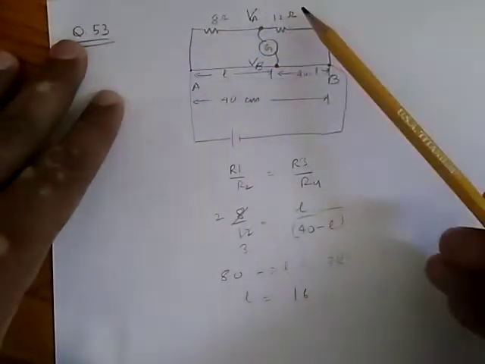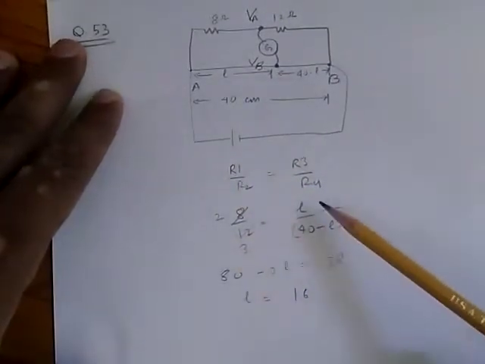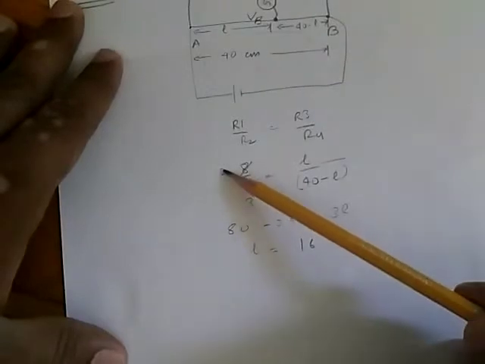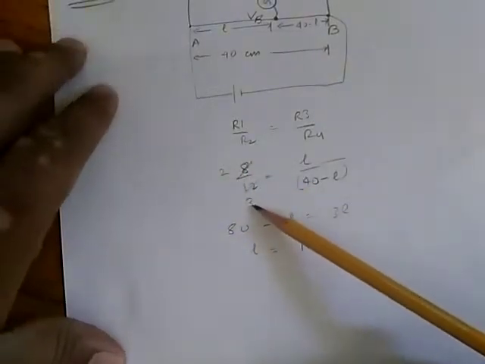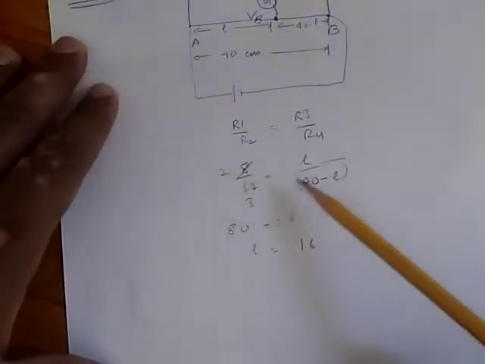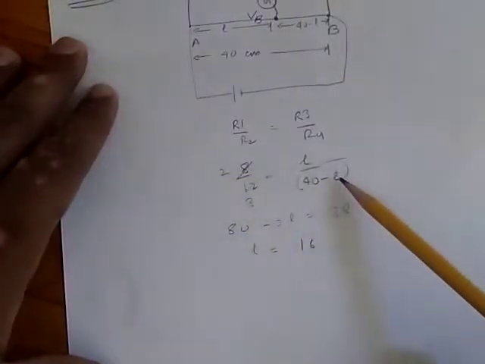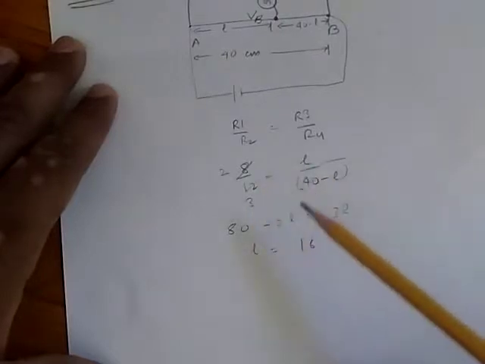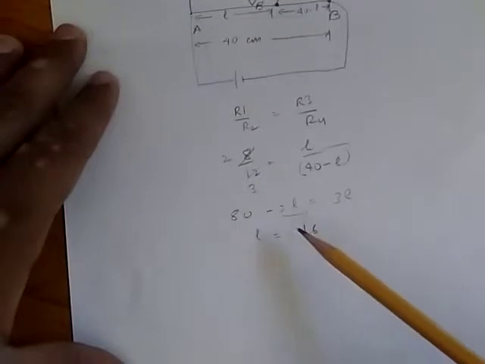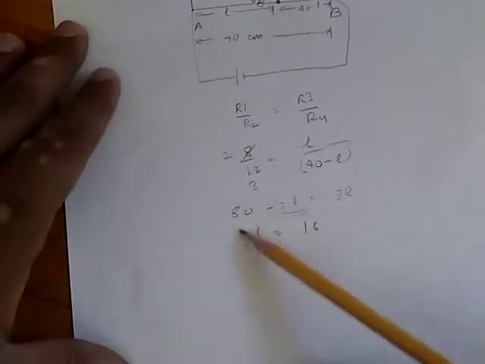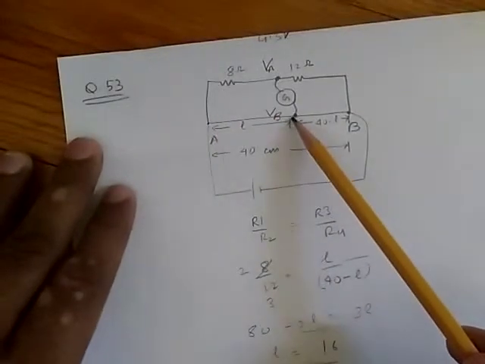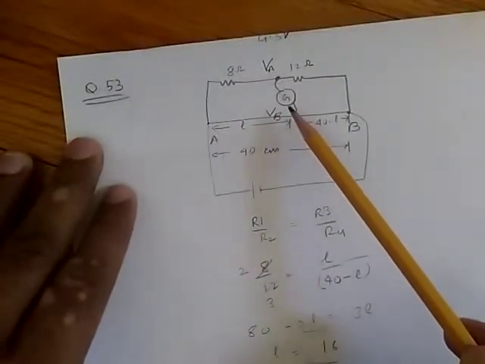R1 is 8 ohm, R2 is 12 ohm, 8 divided by 12 is L divided by 40 minus L. 4 into 2 is 8, 4 into 3 is 12, L divided by 40 minus L. So 2 into 40 is 80, 2 into L is minus 2L, is equal to 3L. 2L goes this side, we have 5L equal to 80, L is 80 divided by 5, which is 16. So at 16 centimeter from here, the galvanometer will have 0 reading.